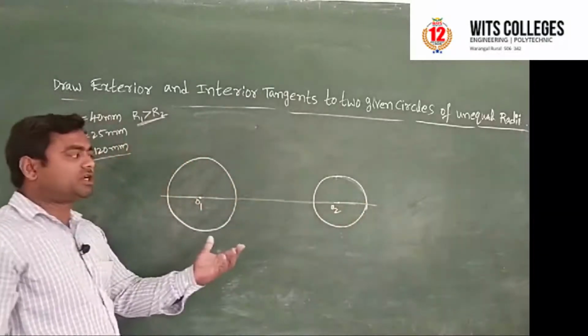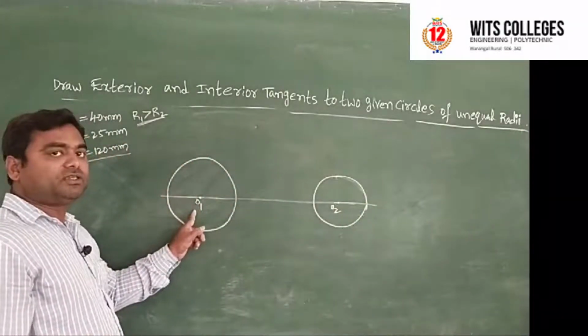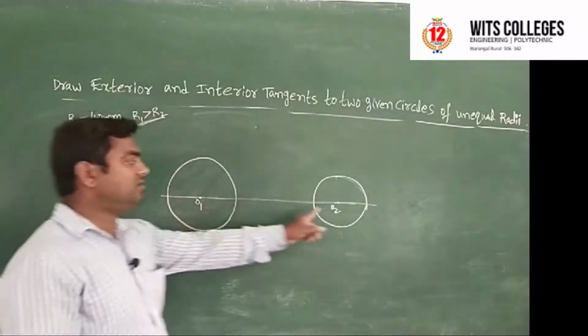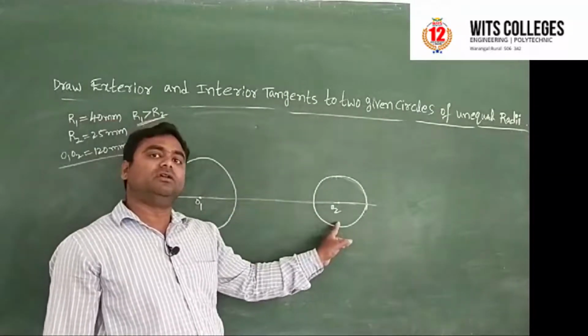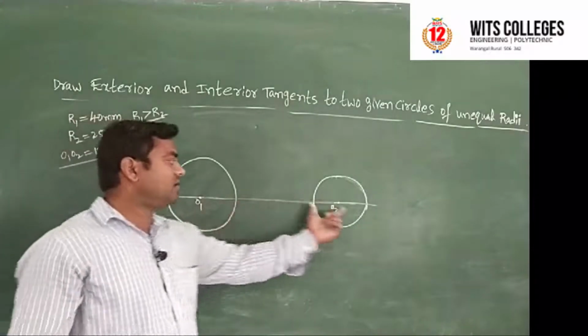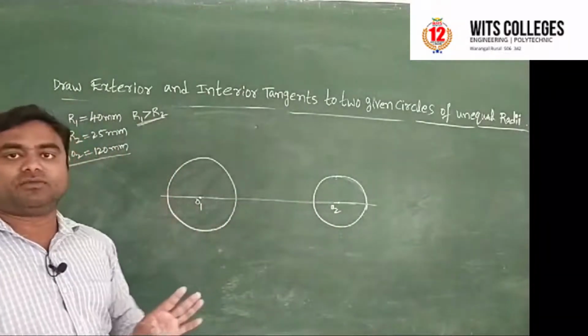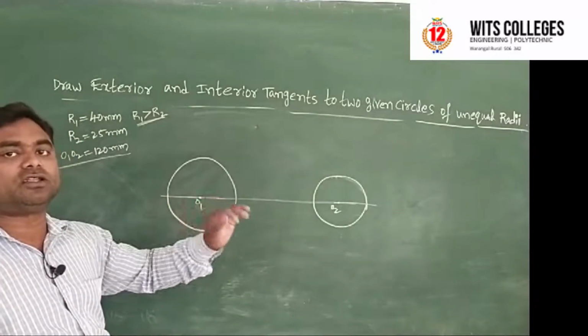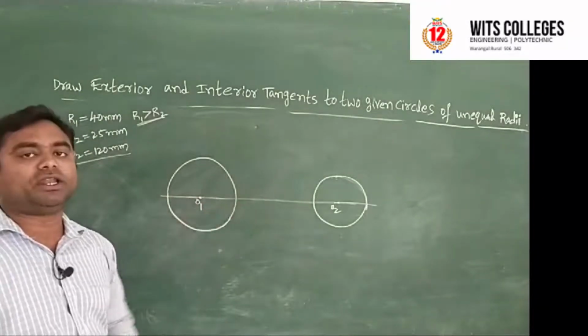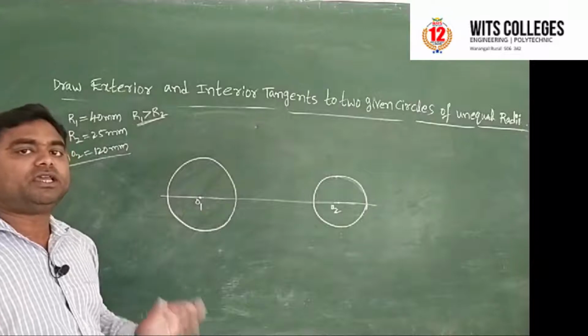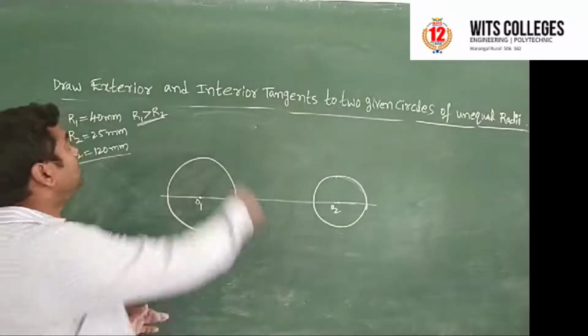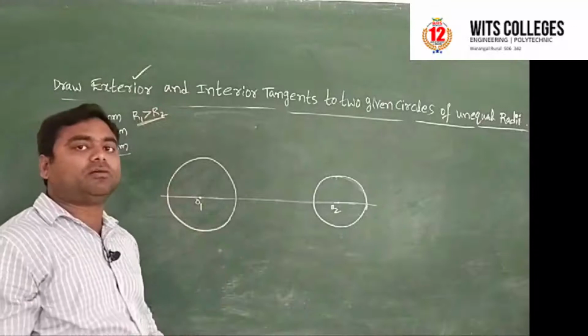So I have drawn two circles. One has radius equal to 40 mm and circle 2 has radius 25 mm, and the distance between the two centers is equal to 120 mm. So I would like to draw the common tangent to these two unequal circles. Let us see the exterior common tangent first.